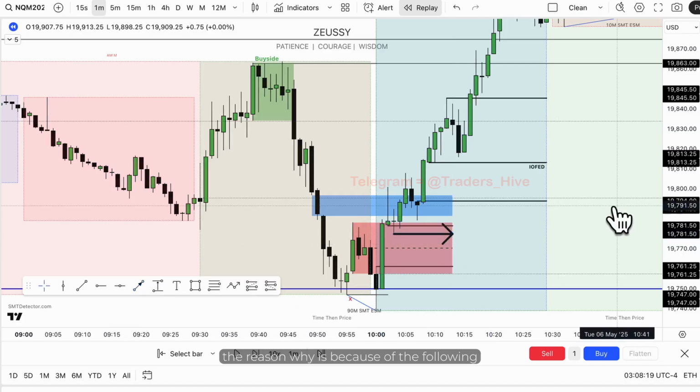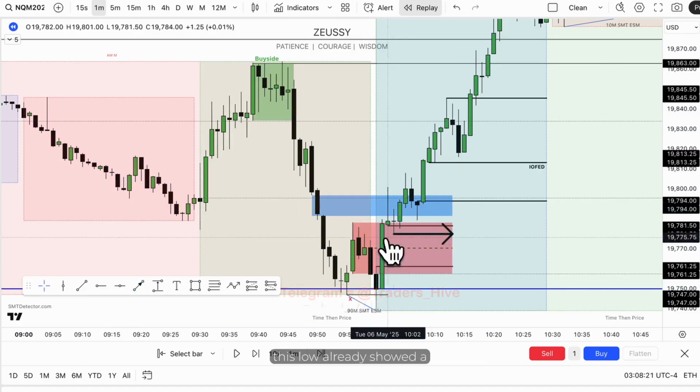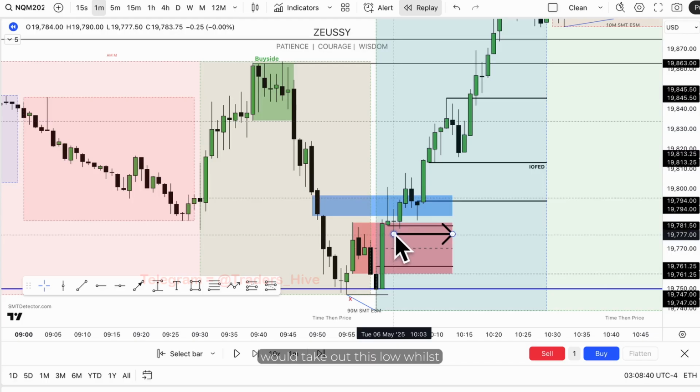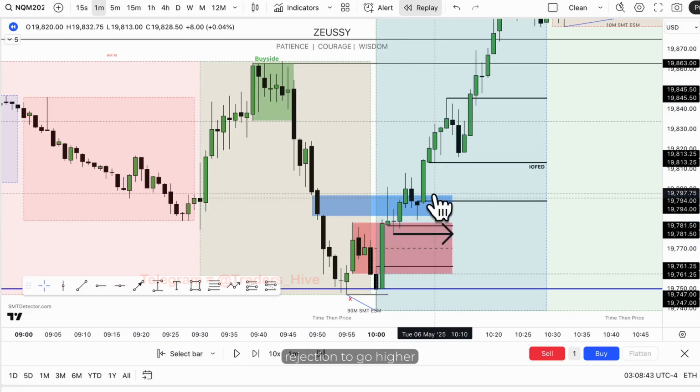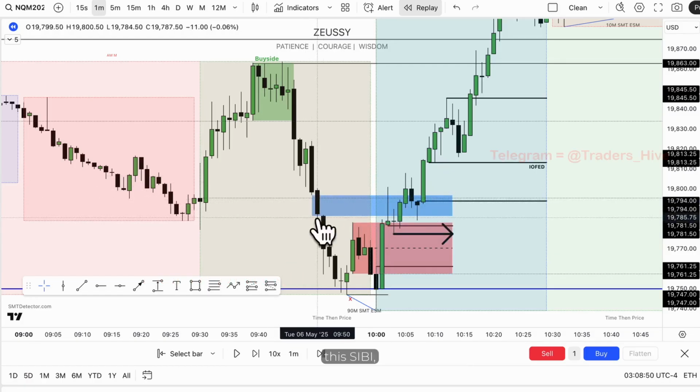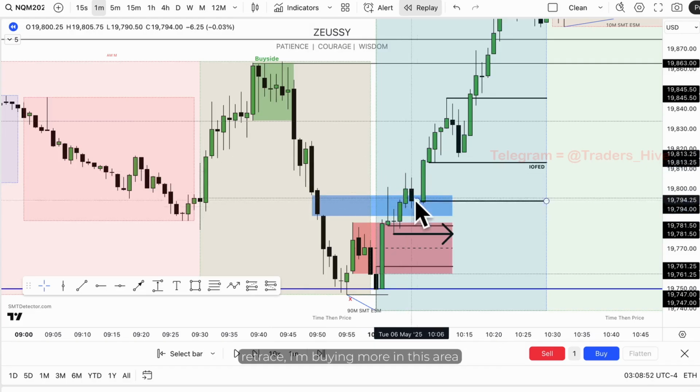The reason why is because of the following. This low already showed a willingness to reprice higher. Why? Because do you see how the bodies kept on closing outside of that BC? The only scenario in which this low could be taken out is if there would be SMT present quickly. Meaning where one market would take out this low, whilst the other market does not, and then a quick rejection to go higher. However, that is not a preferred scenario in this case, and the reason why is because we already displaced above this CB.